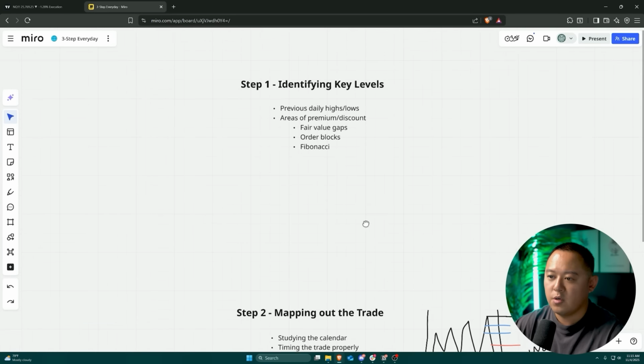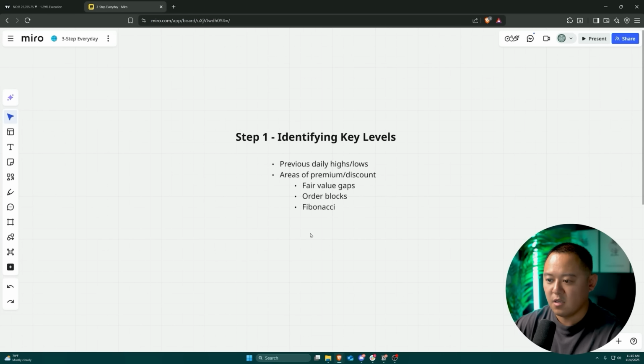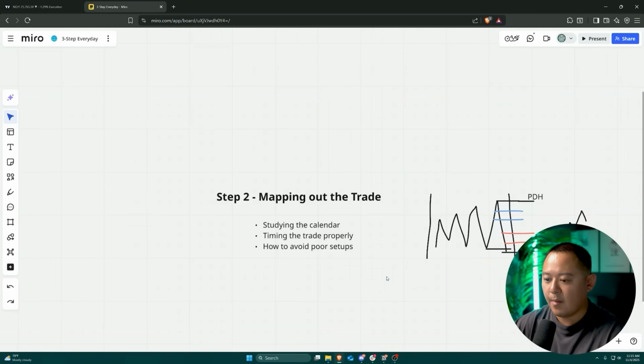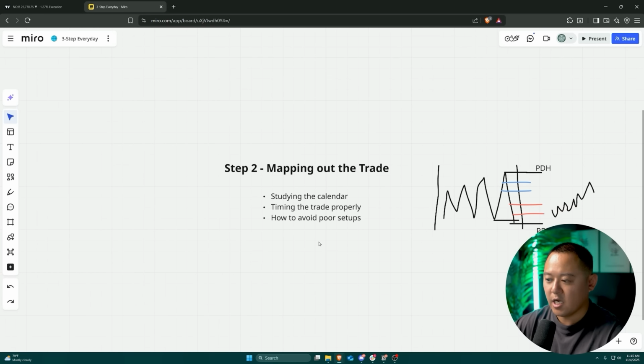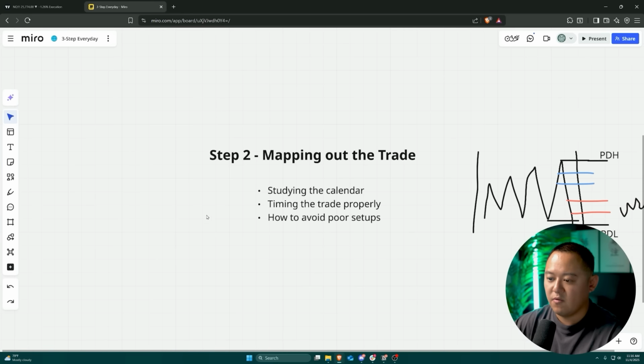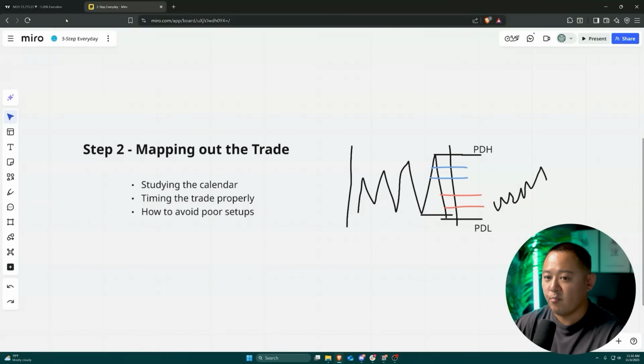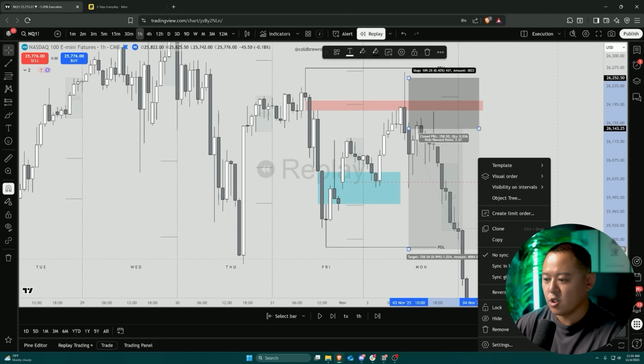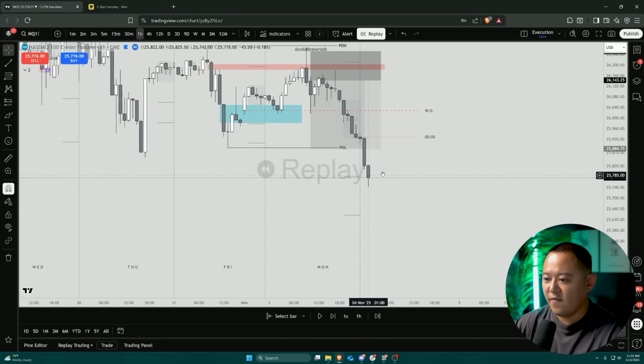So as I just showed you guys, it's very important to identify our key levels, our areas of premium and discount, where we're trying to get short or long, and then mapping out the trade, knowing when to actually position yourself. And when it comes to avoiding poor setups, let's just say you're bearish the next day, but the market really just drops lower. So for example, if I wanted to be bearish on this day, but the market just drops lower without me, essentially I don't have a trade.